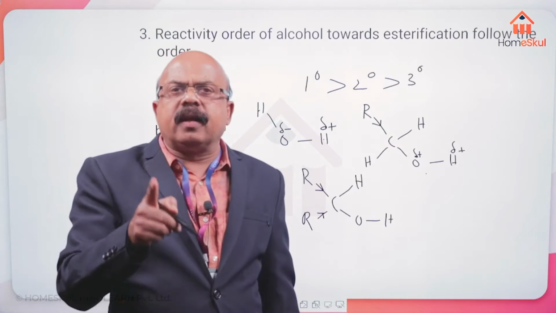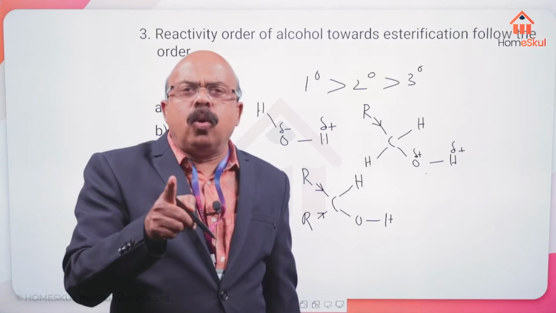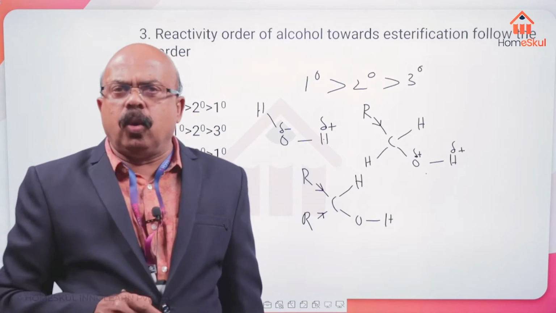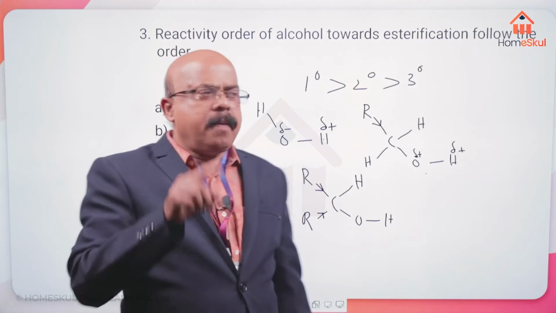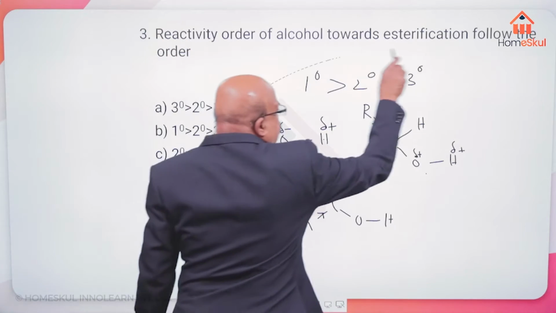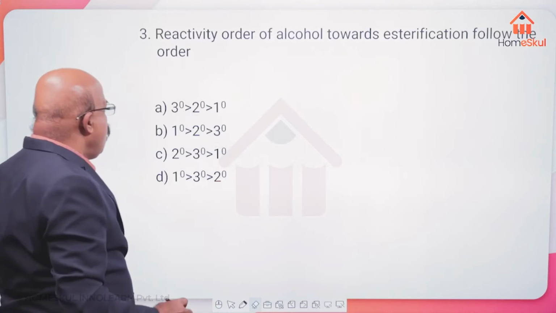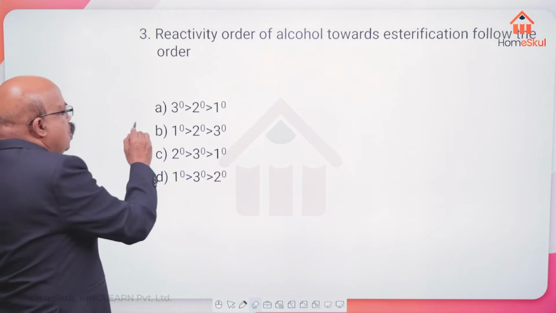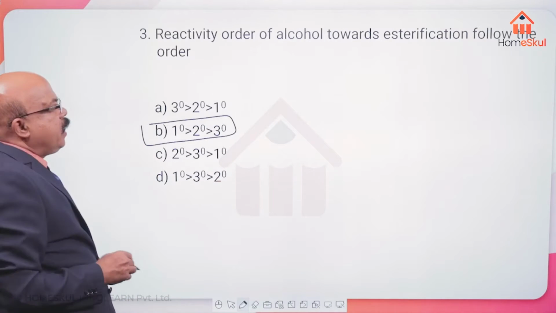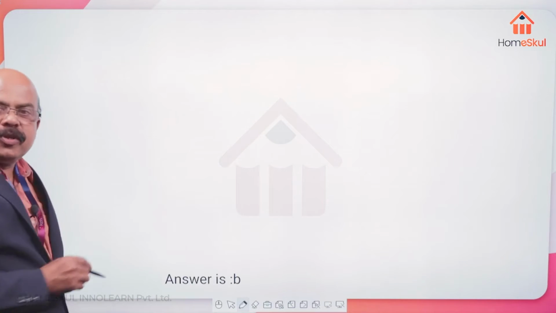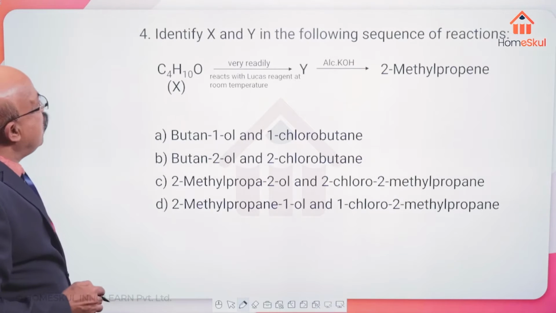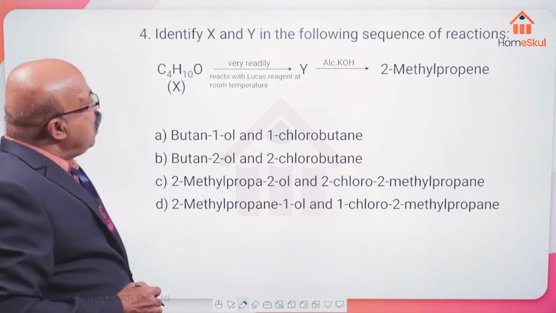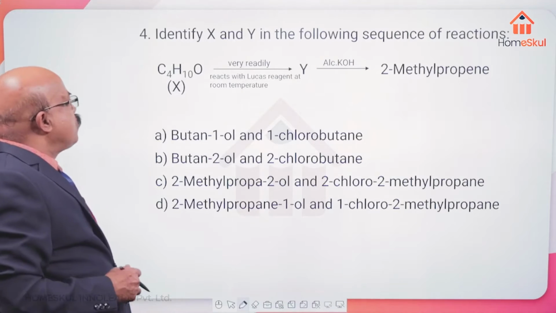During esterification, the reactivity of alcohols is proportional to the acidic strength of the alcohol. Therefore, the answer is very clear. Primary alcohol undergoes esterification more readily than secondary alcohol, more readily than tertiary. So the answer is option B. Next question: identify X and Y in the following sequence of reactions.